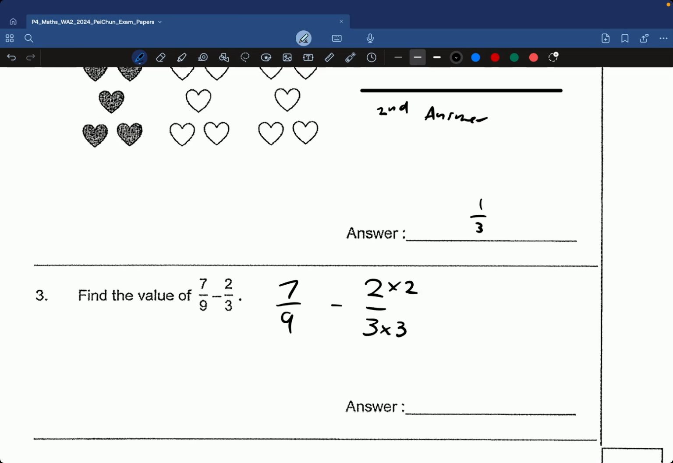Same goes to 2. You multiply it by 3. So this will be 7 over 9 minus 2 times 3, which is 6 over 9. And this will give you 1 over 9. So the answer is 1 over 9. All right, let's move on to the next question.